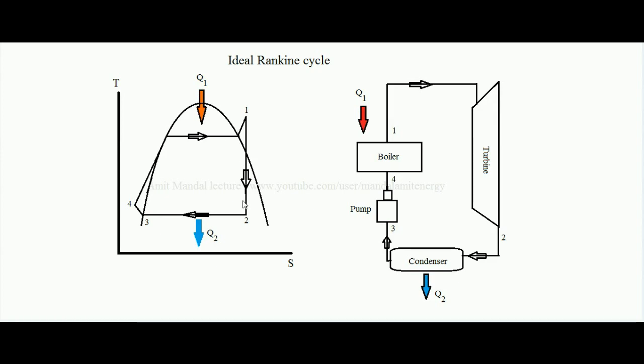Now, we know that the Rankine cycle is also a sort of heat engine, and in a heat engine the work done equals the net amount of heat which is added to the cycle minus the net amount of heat which is rejected by the cycle. So Q1 minus Q2 would be the total amount of work developed by this cycle.